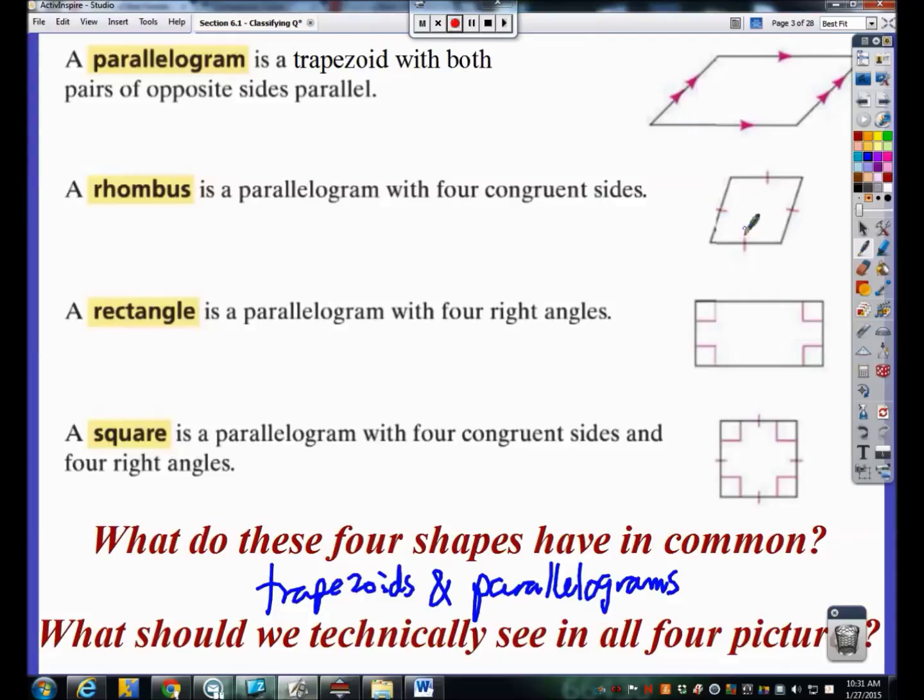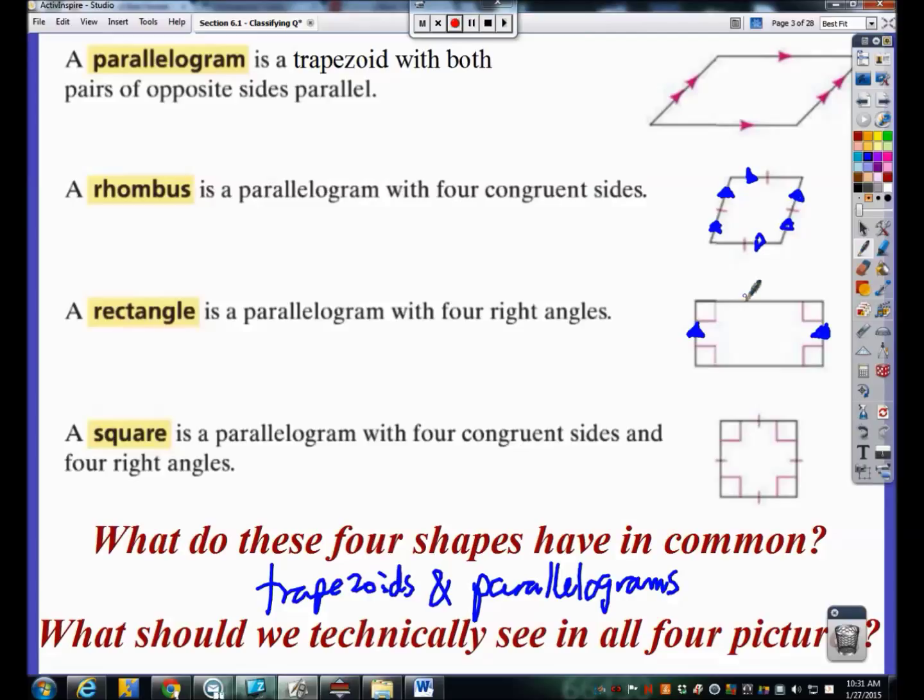But you'll notice in the picture that that's not present. So really what you could do is draw in the parallel side markings. Make sure you put the appropriate number of parallel markings on the opposite sides here. Same thing is going to apply with a rectangle.